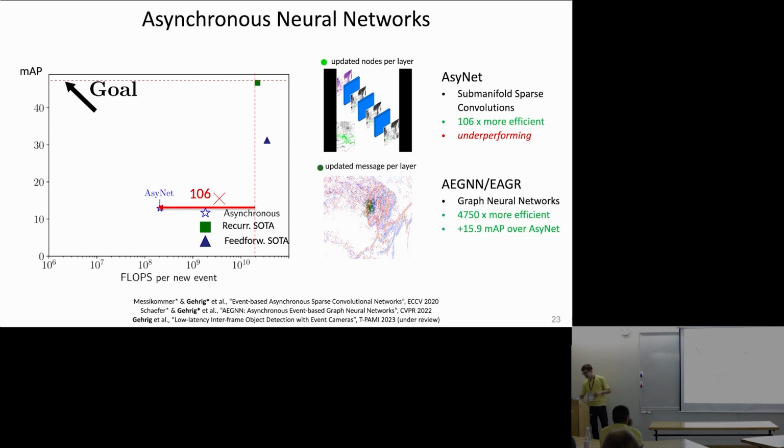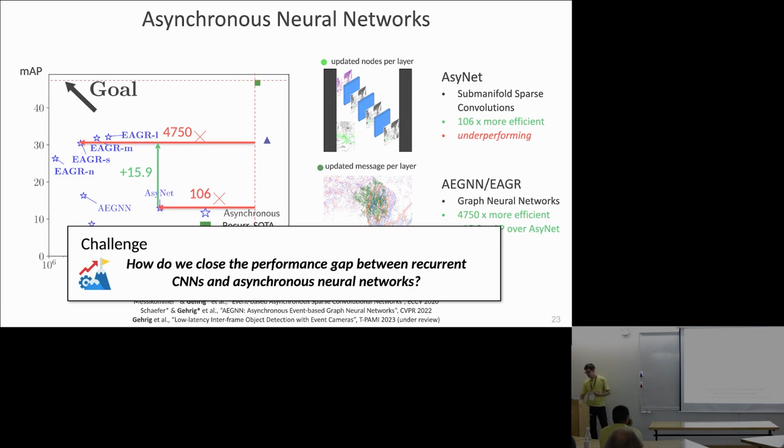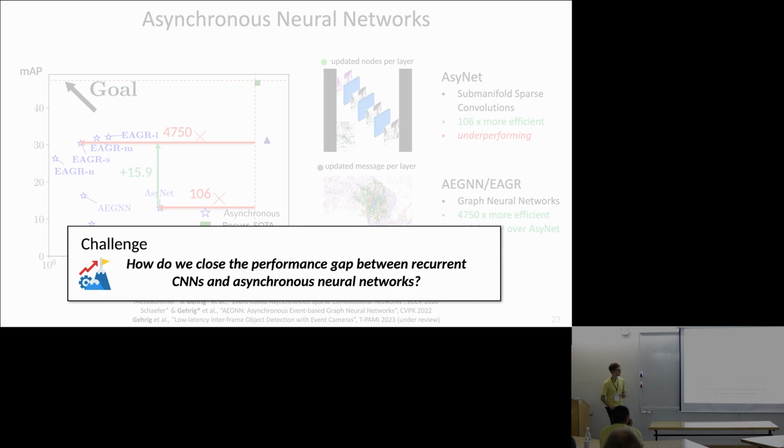So for this reason, we transitioned to asynchronous graph neural networks, so what I showed you before. And in this case, we can actually reduce the computation much further, so almost 5,000 times, while reaching on par performance now with feed-forward networks. So now we can say that these models are highly asynchronous, very efficient, but they achieve exactly the same performance as a feed-forward model. You can see from this plot that there's still one goal to be reached.